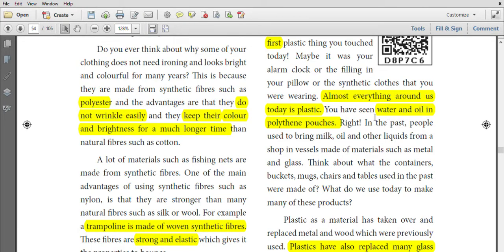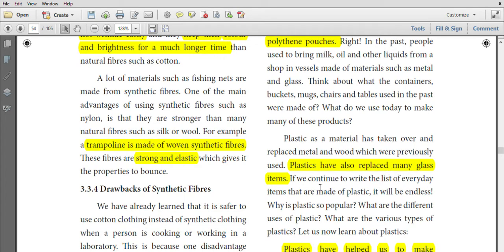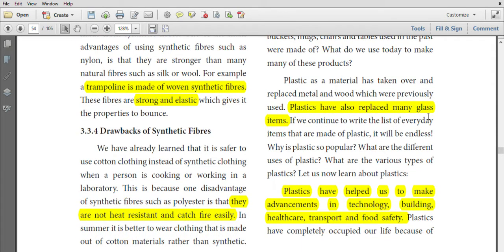Everything around us today is plastic. Computers, cell phones, mixies, grinders. Paste, toothpaste, toothbrush, bottles, water bottles. All of them are made of plastic. Water and oil are in plastic pouches. Plastic has also replaced many glass items. Previously, glass bottles were used. For example, Horlicks bottles. Now all the food materials are packed in plastic bottles.